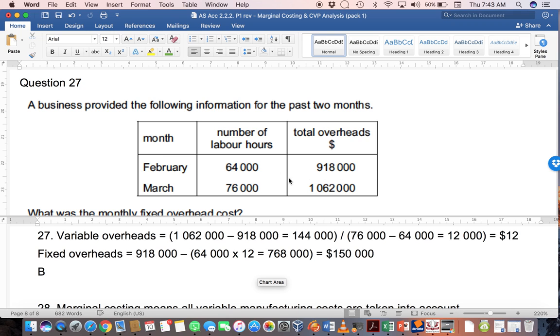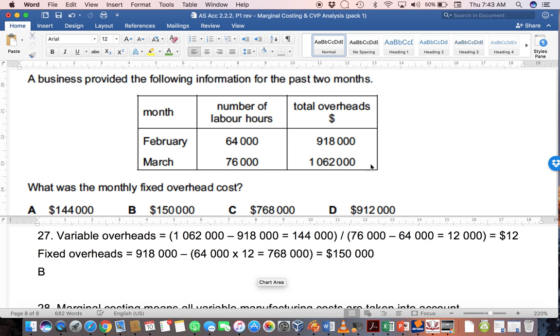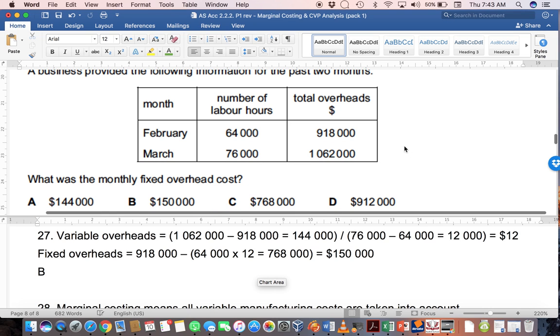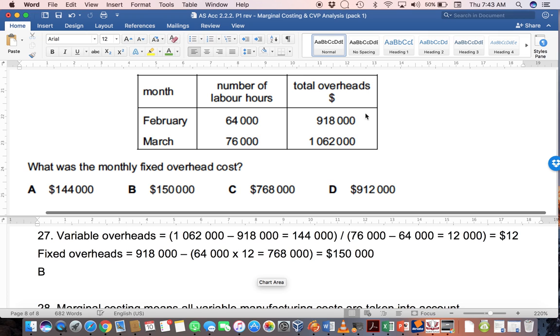Question 27. A business provided the following information for the past 2 months. You are told that the number of labor hours for February was 64,000 and the total overheads 918,000, March 76,000 and total overheads 1,062,000. As you can see over here, they are comparing the total overheads to the number of labor hours. And as you can see, there is definitely a variable component because the more labor hours that are worked, the greater the overheads. What was the monthly fixed overhead cost?